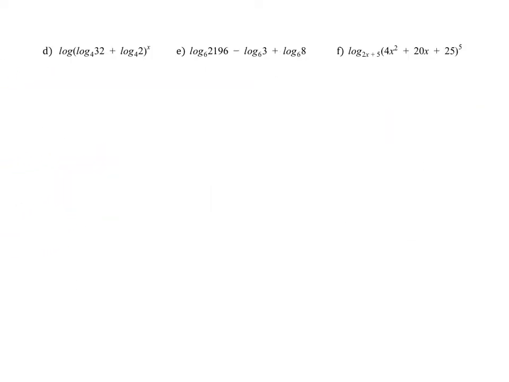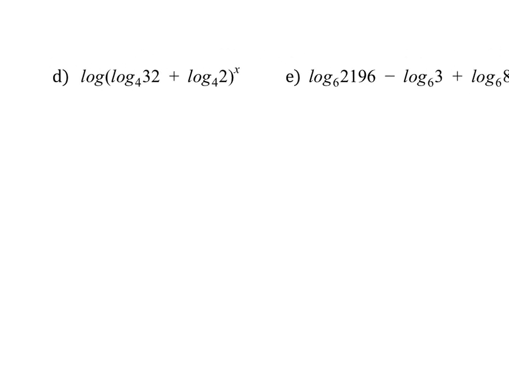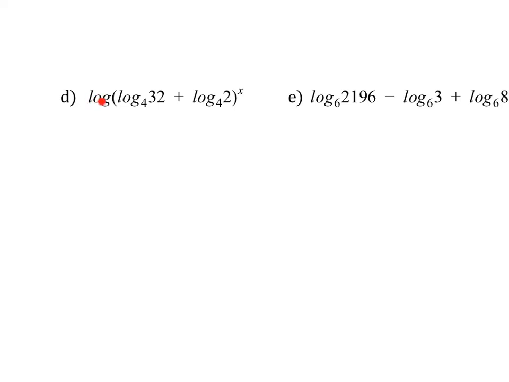Okay, here's the last three we're going to do together. So here we have the common log of log base 4 of 32 plus log base 4 of 2, all to the power of x. So let's start by looking at what's in here and seeing if we can condense this using that product property.